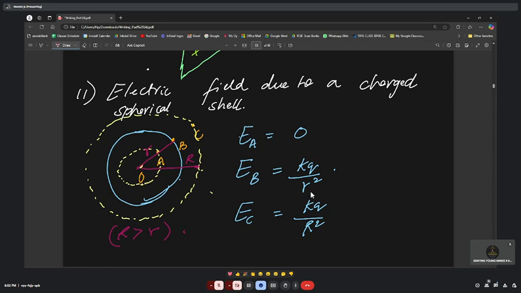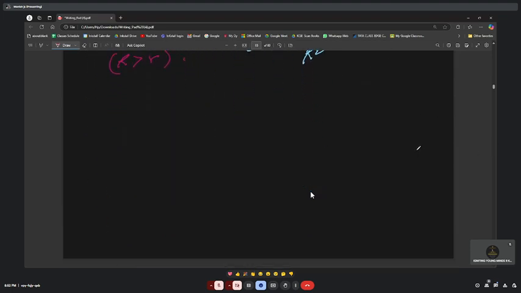So this is the electric field at different points with respect to a charged spherical shell from its center. Is that clear, children? Now with this, we have completed all the concepts of electric fields and charges. All the concepts are done. Now we'll see the questions. So here comes the first question.